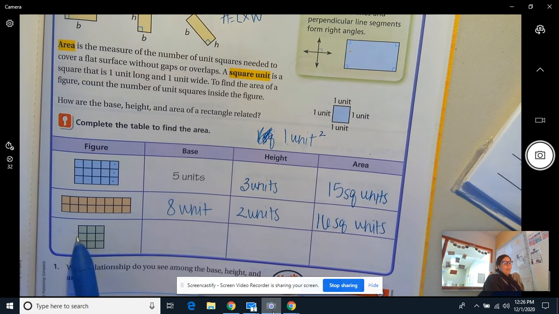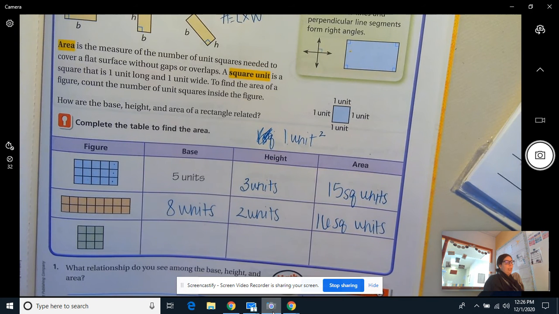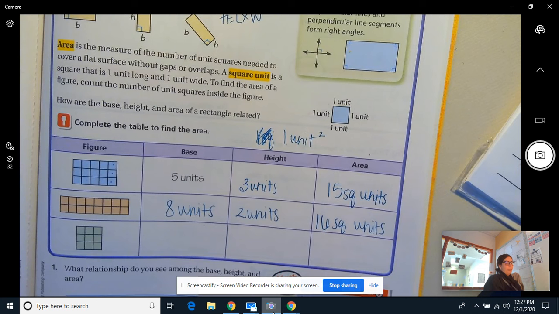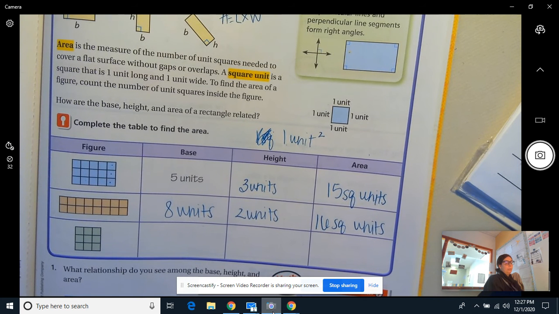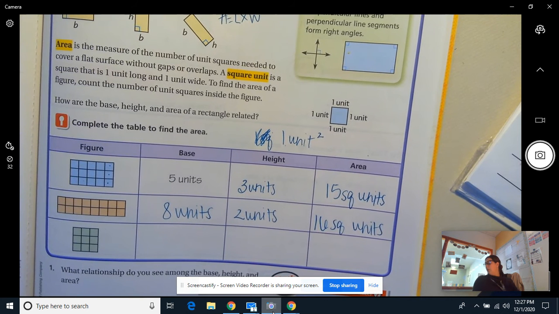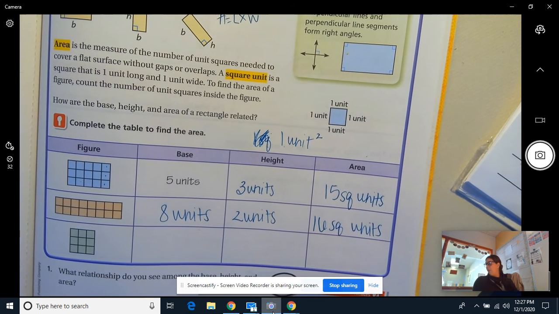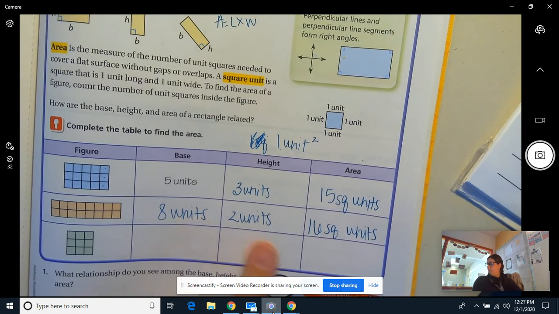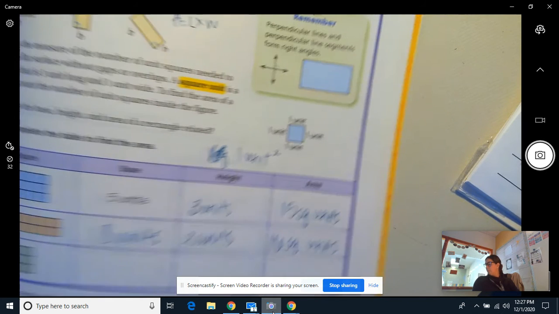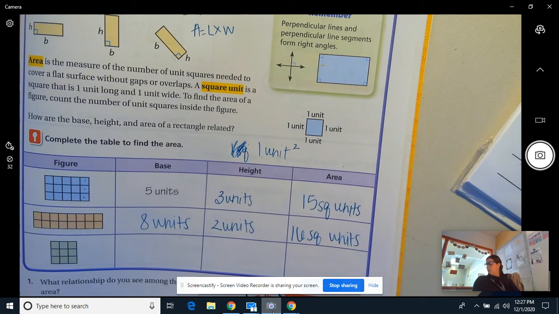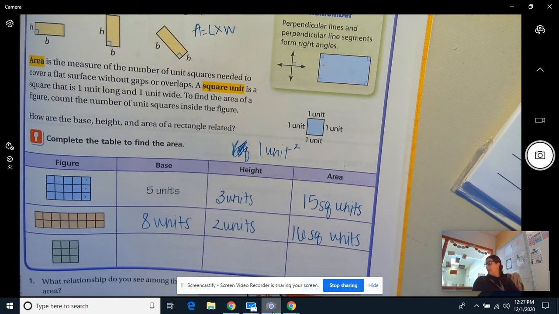You're going to write what the base units are, and you need to write units, or you're not doing it correctly. The height units, and then how many total units we have. I noticed a lot of people aren't looking at their math book, which means they're not filling it out with me. You need to have your math book out and you need to be filling it out. You're working on this one. Let's get started. If I need to call people out because they're looking at the computer screen instead of doing their math book, I will do that.